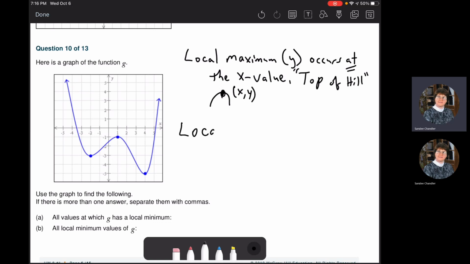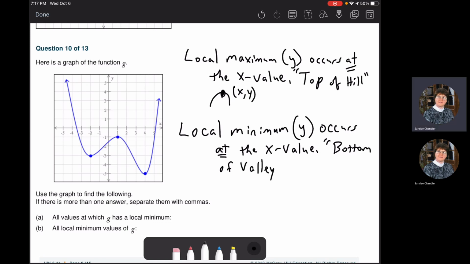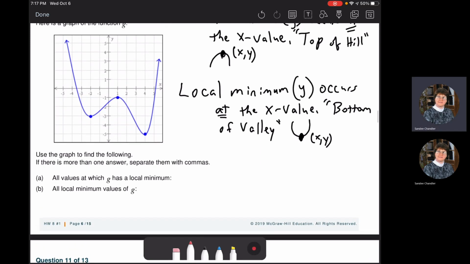So you kind of probably have an idea about the local minimum. You can have more than one of these in a function. A local minimum y value occurs, again, keyword, at the x value. Bottom of the valley. So it's going to look like that, and it's going to be something there with your x, y.